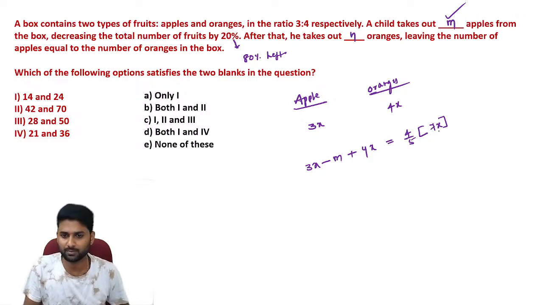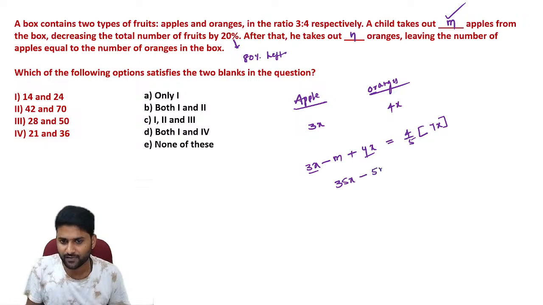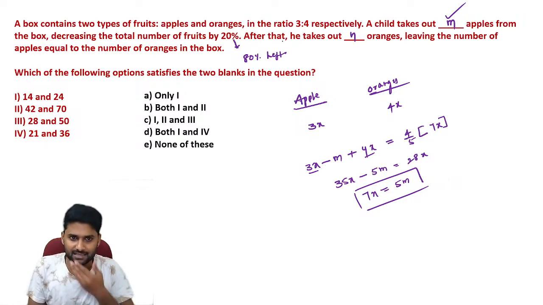So this is an important calculation. Let's go through the simplification. This is all about 7x. So 35x minus 5m is equal to 28x. Okay, let's find the value here. 7x is equal to 5m. Okay, that is equation number 1.